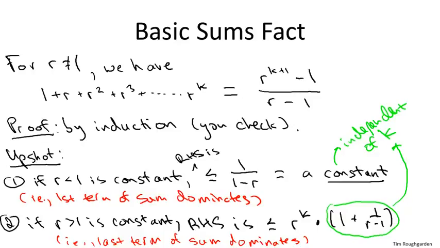In this sense, the largest term of the series dominates the whole thing. So to summarize this slide in just one sentence, when we sum up powers of a constant r, when r is bigger than 1, the largest power of that constant dominates the sum. When r is smaller than 1, then the sum is just a constant. Let's now apply this to prove case 2 of the master method.